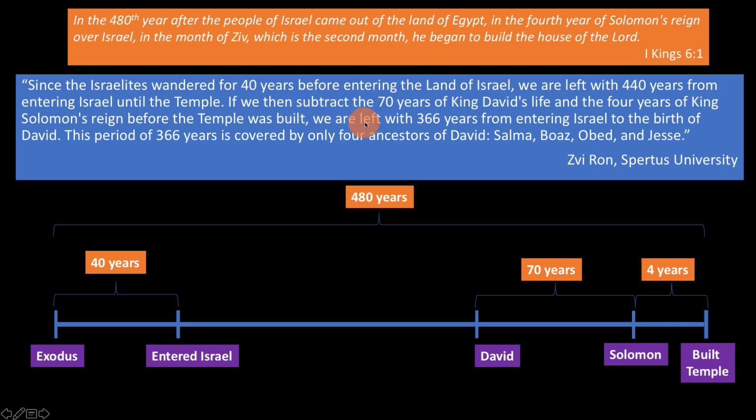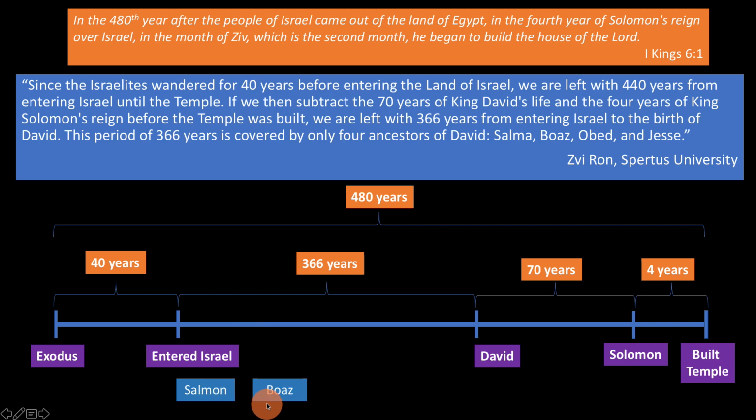Ron notes, we are then left with 366 years from entering Israel to the birth of David. This period of 366 years is covered by only 4 ancestors of David: Salmon, Boaz, Obed, and Jesse. So there's 366 years from entering Israel to David. Now if we take Ruth's genealogy, we have Salmon, we have Boaz, we have Obed, we have Jesse, then we have David. So Ron here notes that we have 4 ancestors covering a period of 366 years. Salmon, Boaz, Obed, and Jesse cover 366 years.